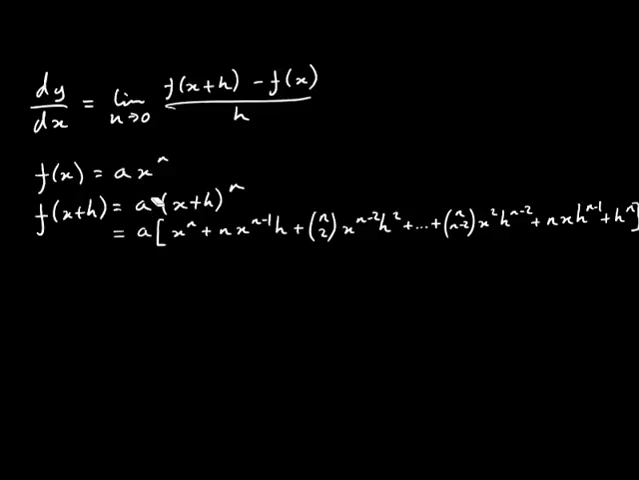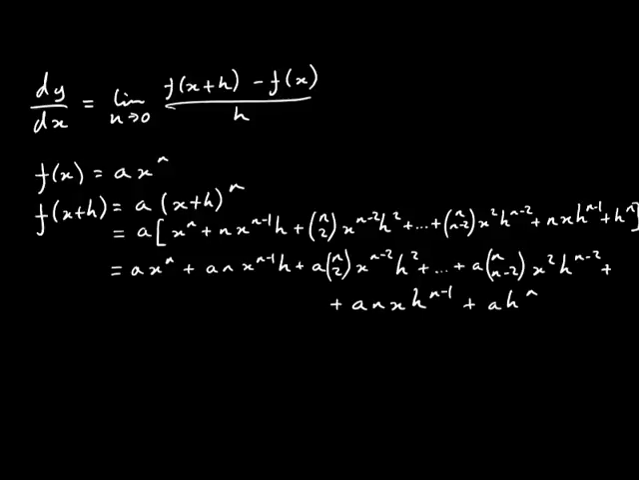So I've just found what (x + h)^n was. I've expanded that out to look something like that, like the binomial theorem. Then I just need to multiply every term by a. So when I multiply through by a, that's what I get. Now it's all the same.